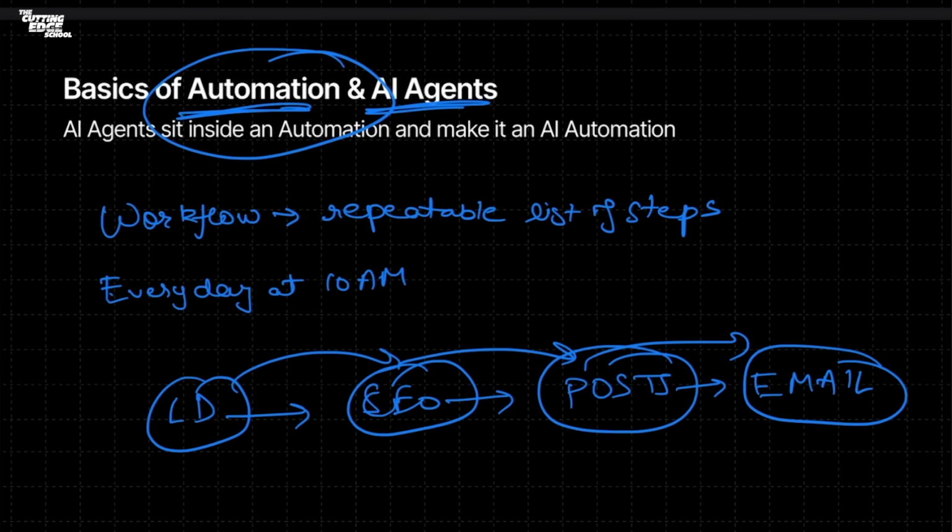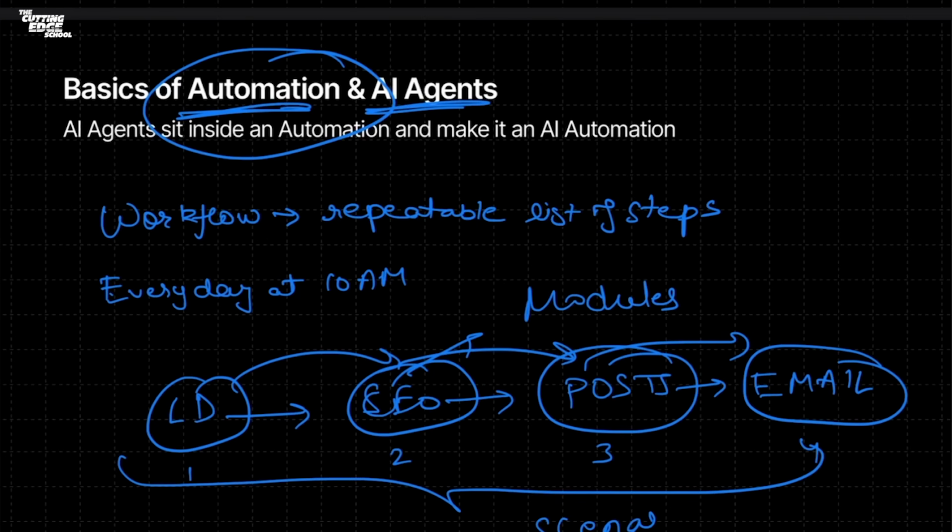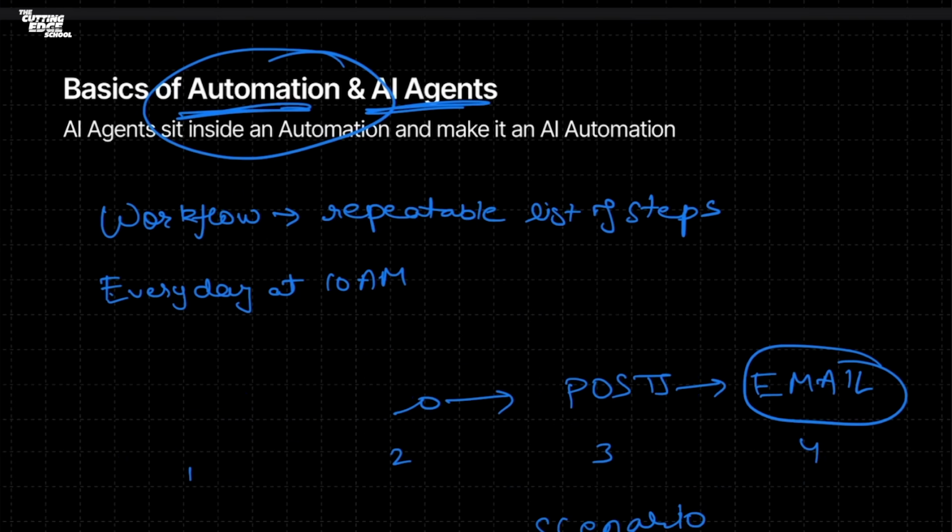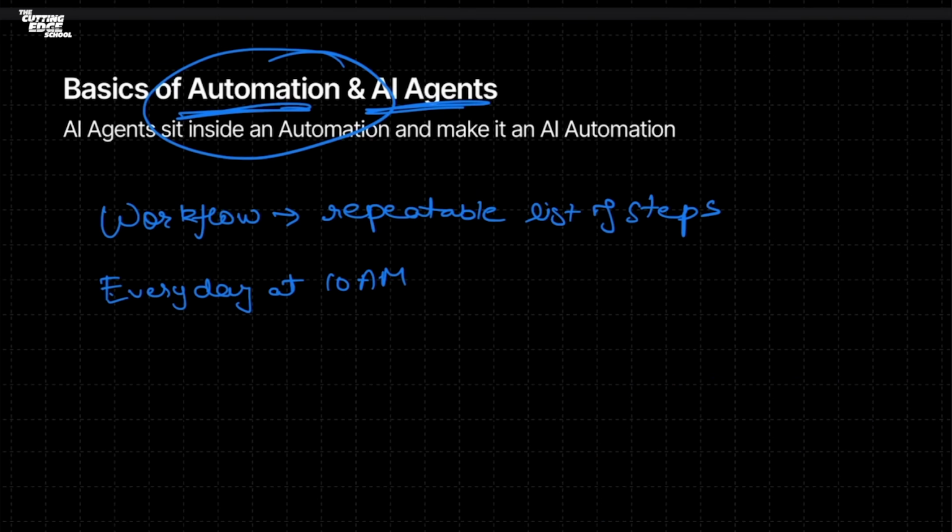Now this automation has these parts, right? This is step number 1, step number 2, step number 3, step number 4. Different tools call these steps different things. Make calls these modules, and this entire thing is called a scenario. Now, this is an example of an automation. There's no AI happening here because this is just a bunch of tools talking to each other, and through API calls, they're just sending data to each other. There's no intelligence in this entire thing.